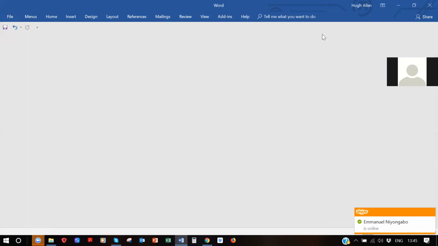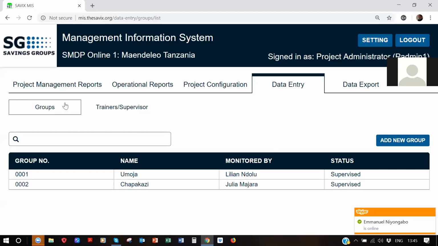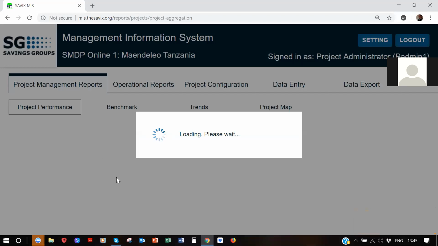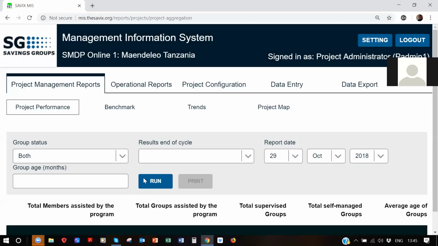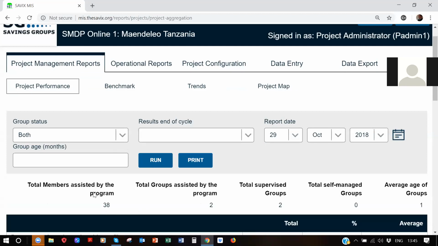Okay, well, let me show you what I'm talking about. All right. I go back in here. If I go now to Project Management Reports and I click on it and I click on Run, you will see here I have total members assisted by the program and total groups assisted by the program. So here you have the opportunity at least to check that your number of members and number of groups are correct.